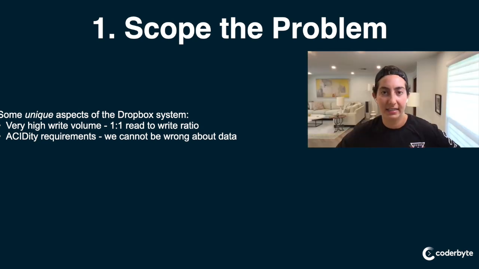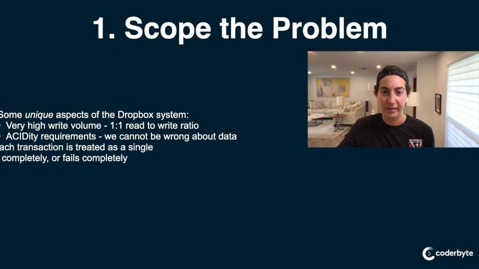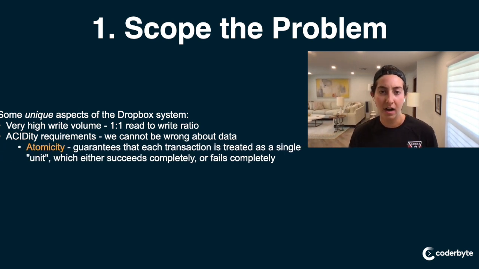So what is ACID? In case you don't know, or in case you need a refresher, because anytime I hear anything about ACID, I need a refresher, let's go through it. It stands for ACID, and each letter stands for something. The first letter, A, stands for atomicity.